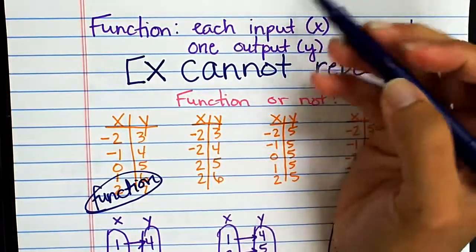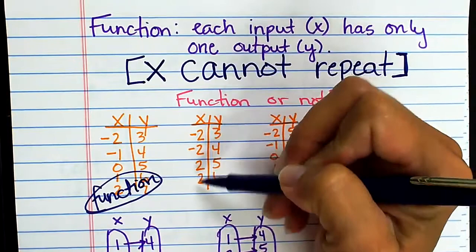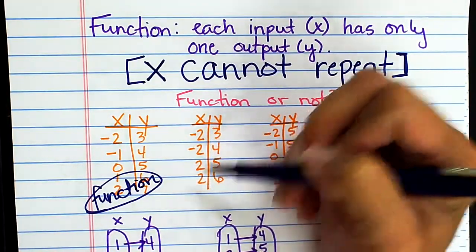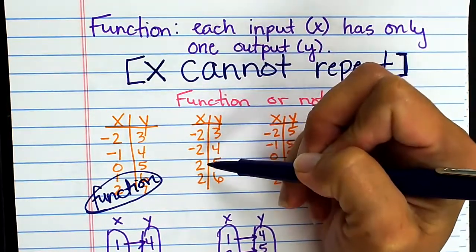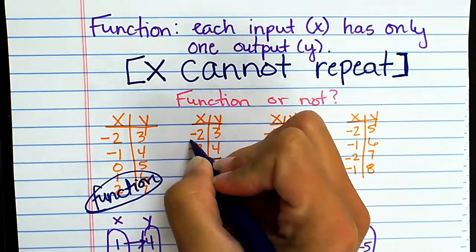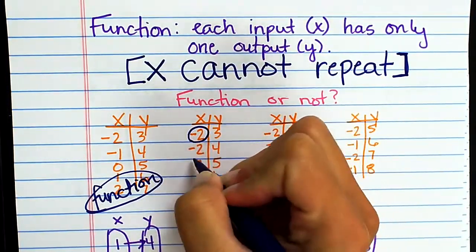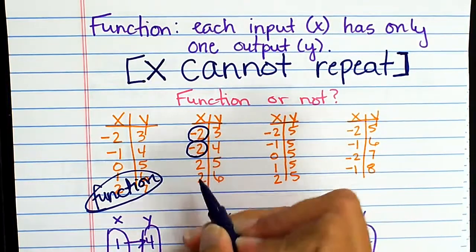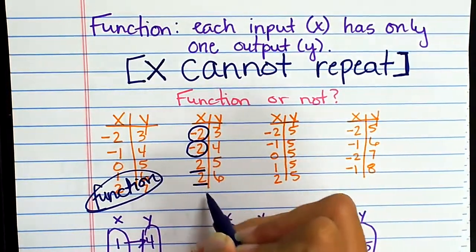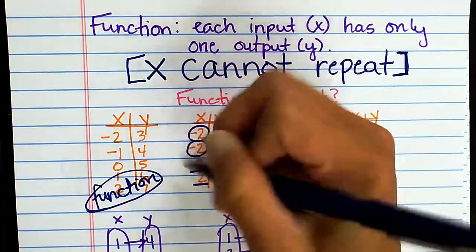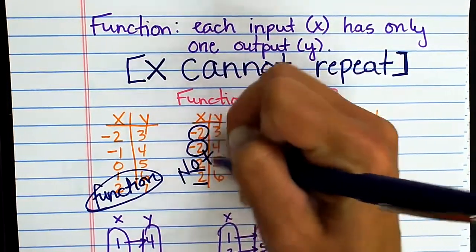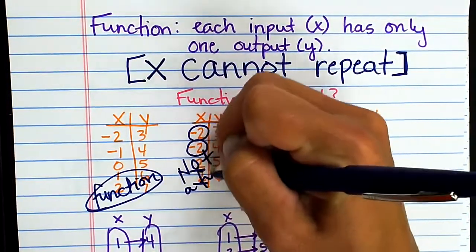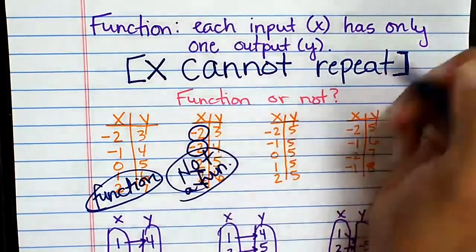Okay? Let's look at the next one. We are focused again on the x column. We want to make sure that x does not repeat. And right off the bat, I see that negative 2 is paired with 3, and negative 2 is also paired with 4. 2 is paired with 5, and 2 is paired with 6. The x's are repeating, so this is not a function.